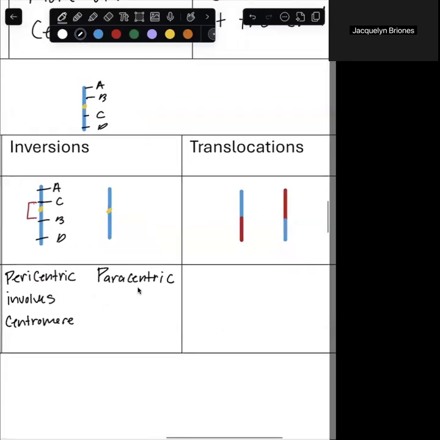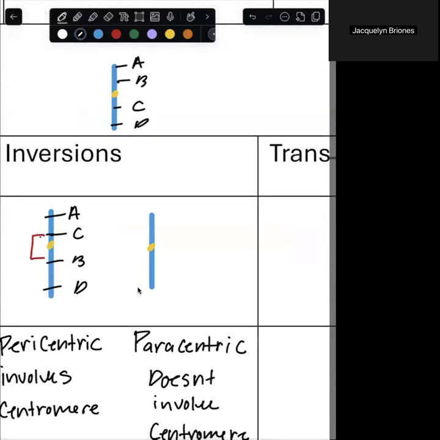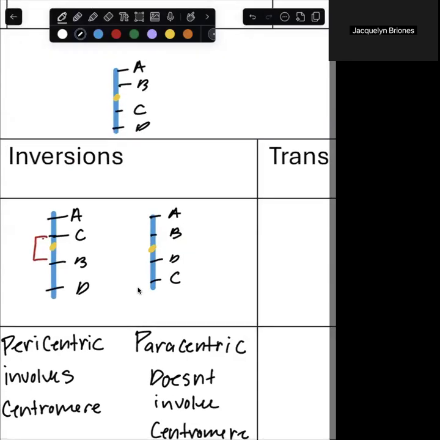And then we have paracentric, which doesn't involve the centromere. So it would just be like A, B, and then you'd have D and C mixed. But because it doesn't involve the centromere, it's paracentric.